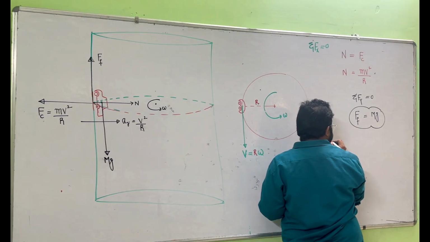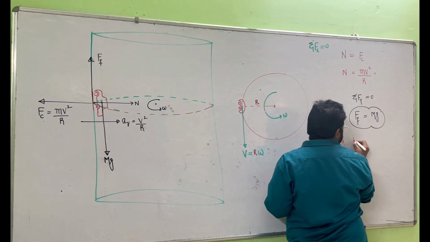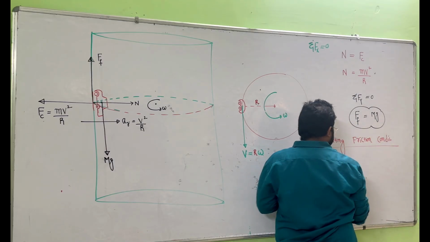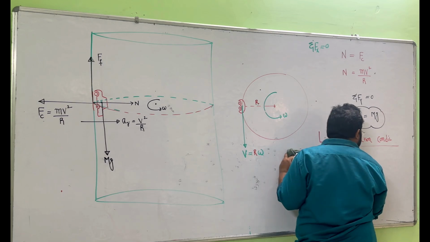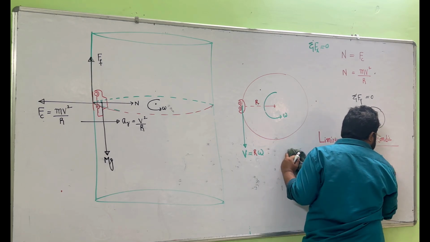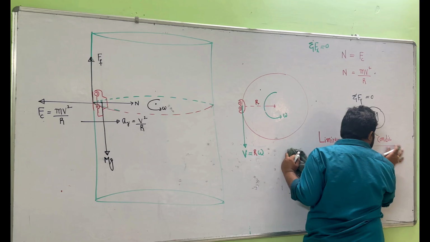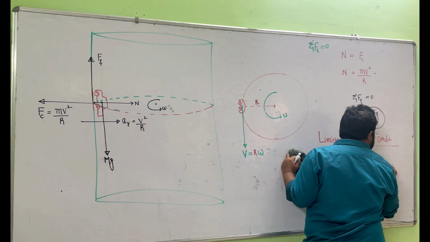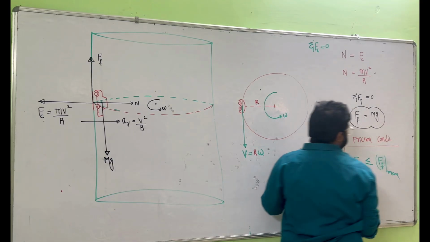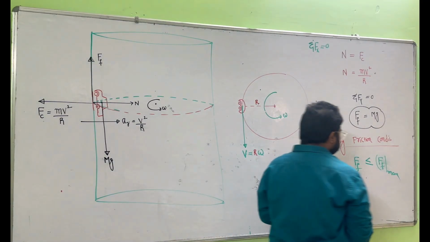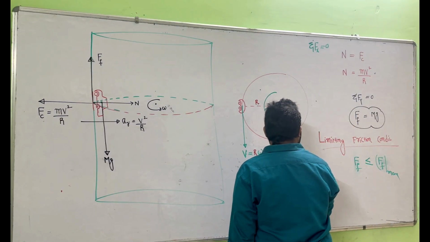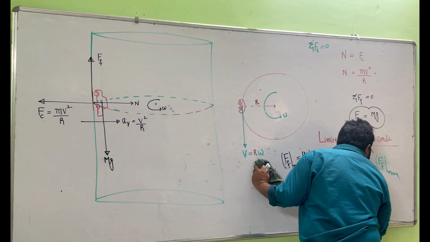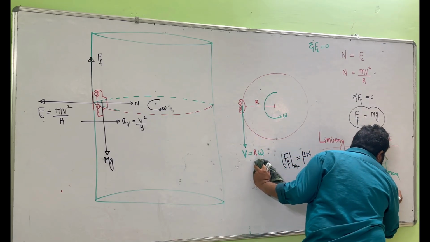Limiting friction condition. Whatever the frictional force, frictional force should not be more than F maximum. That means this is the frictional force, and this is F maximum. What is the F maximum? Mu N. Maximum frictional force equal to how much? Mu N. So whatever the frictional force is here, it must be less than or equal to mu N.